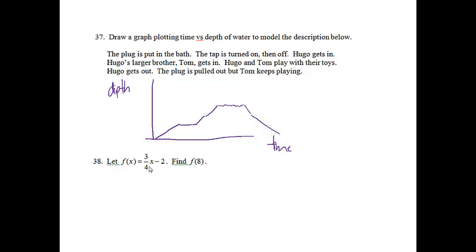All right, last one. Let f of x equals 3/4 x minus 2. Find f of 8. Okay, the biggest mistake that I saw people making on this: you do not put the 8 in for f of x. F of x is just letting you know that it's a function. This goes in place of the x. So we're going to go over here and put it in for the x.